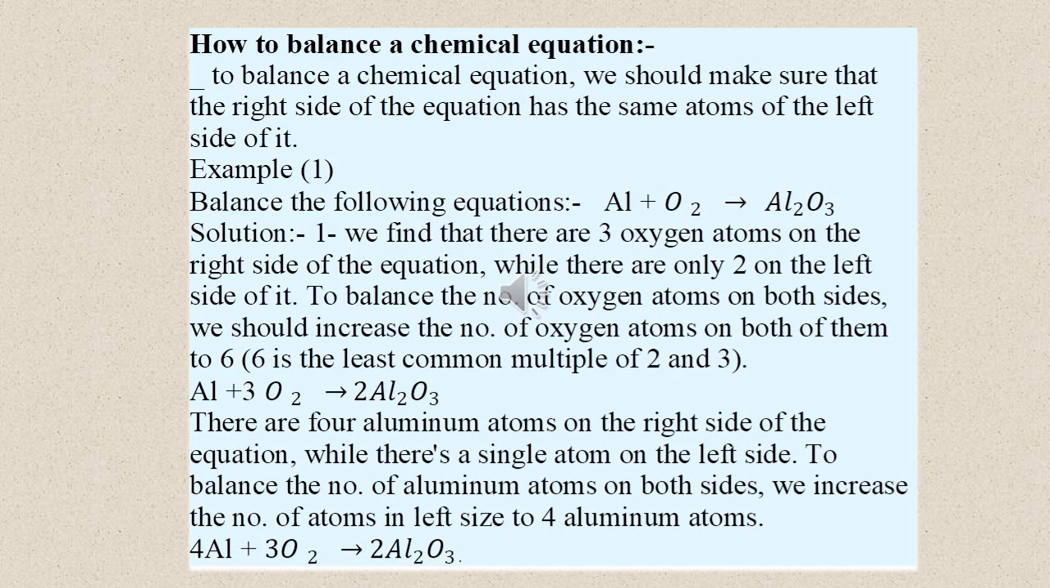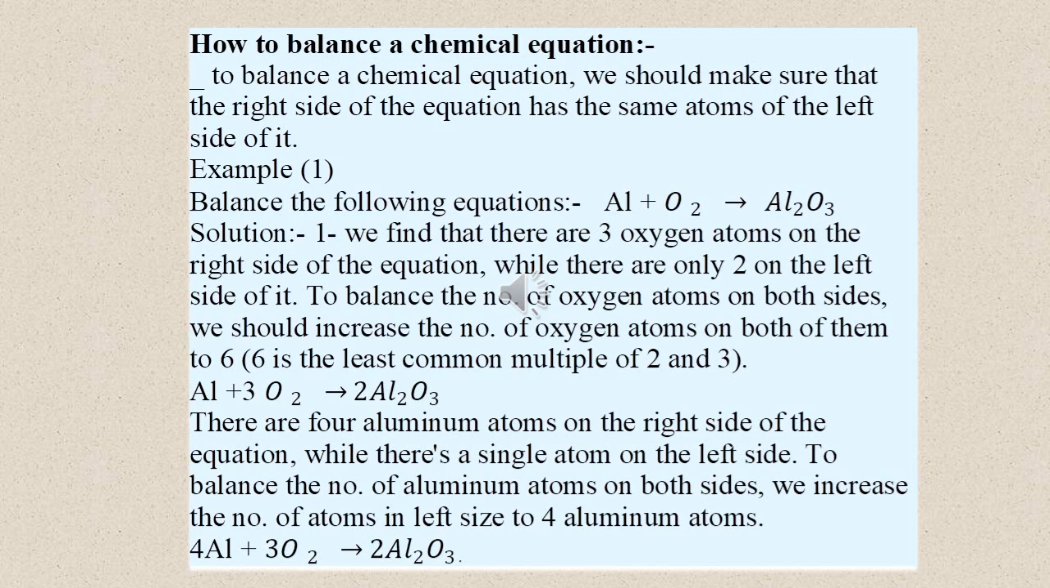How to balance a chemical equation? To balance a chemical equation, we should make sure that the right side of the equation has the same number of atoms as the left side. Balance the following equation: Al plus O2 gives Al2O3.